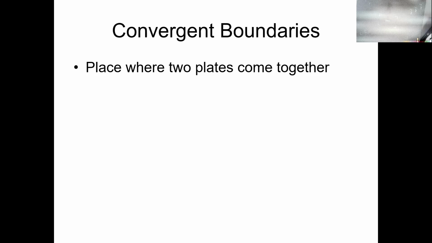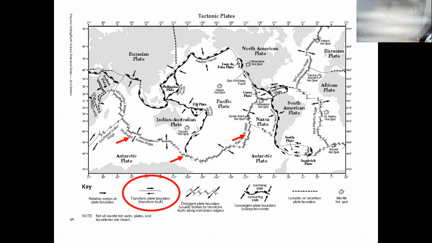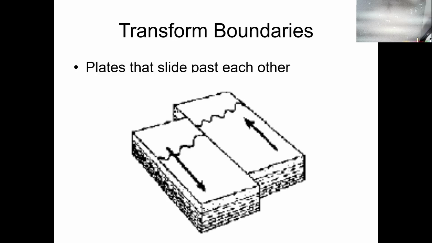And the last type of plate boundary that is listed there on the reference table that we're going to talk about is the transform plate boundary. Again, by looking at the picture with this key, this plate that's on top and this plate that's on the bottom, they're sliding past each other. So they're not colliding, they're not pulling apart, they're sliding past each other. So transform plate boundary is where the plates slide past each other.